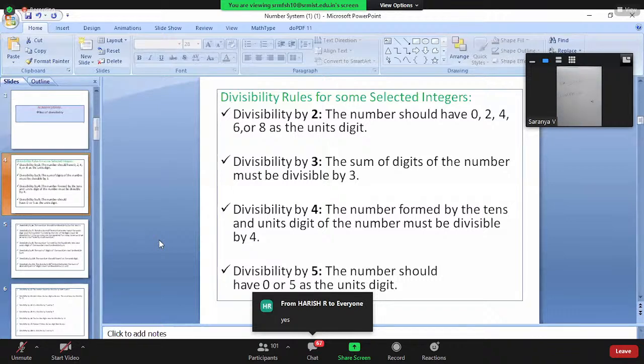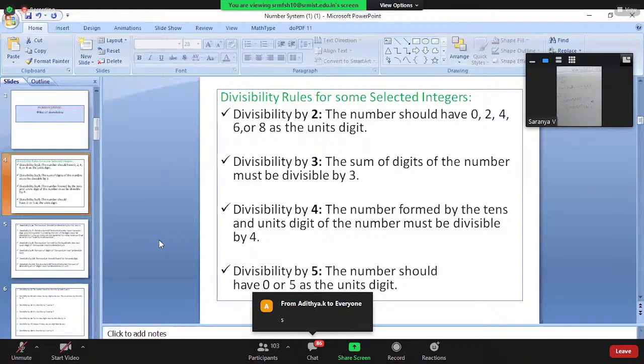More than 100 students are here, but I'm getting only a few responses from your side. Can you post your answers in the chat box? If yes, type a single letter, yes, in the chat box. Is 36 divisible by 3? Yes. So the whole number 729184450 will be divisible by 3.